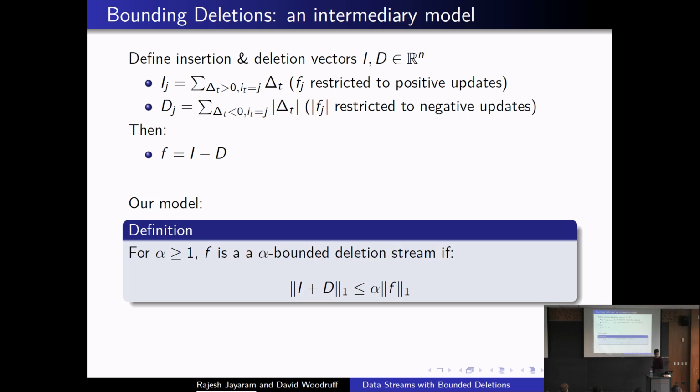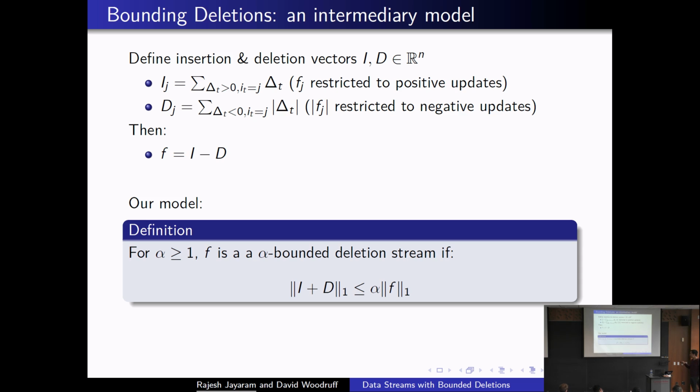So we're going to bound deletions as follows. The bounded deletion model is, I'm going to give you some parameter alpha, and we say f is alpha bounded if the L1 norm of I plus D is at most alpha times the L1 norm of f. So it's always going to be greater because I and D are both positive, and f is the difference. So in particular, if you force alpha to equal 1, then D needs to be 0. So what that corresponds to, alpha equals 1, is your stream is now an insertion-only stream.